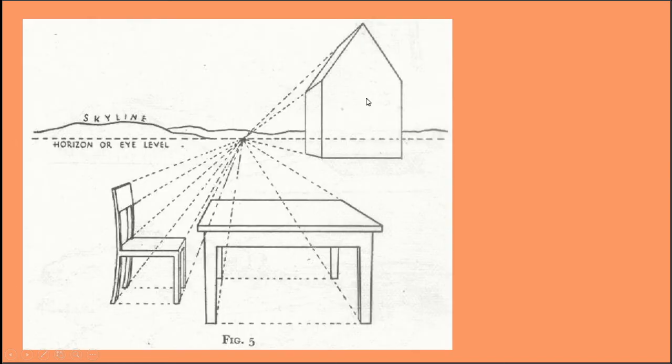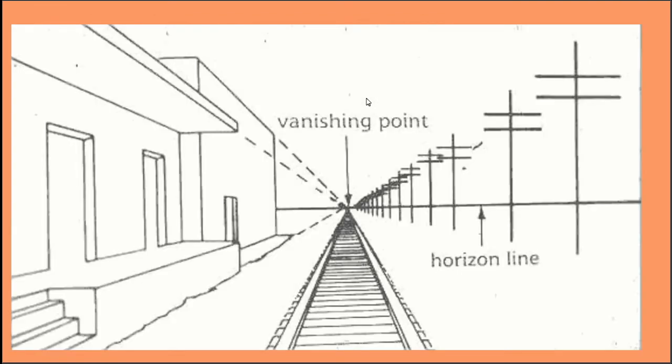That's the vanishing point. And you probably have seen this if you've ever stood on a railroad track and you look down the railroad track. You know, the railroad track seems to go on and on and on and then just come to a point. Well, that's the vanishing point.